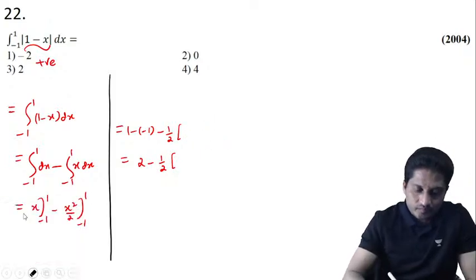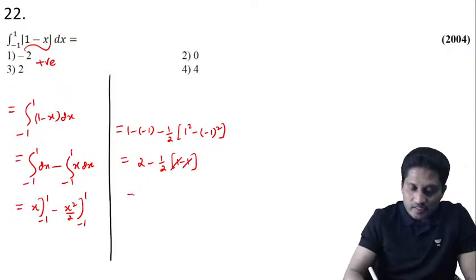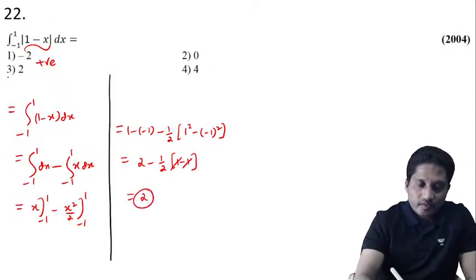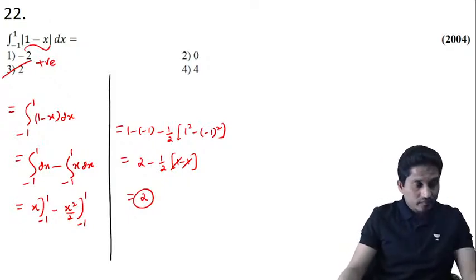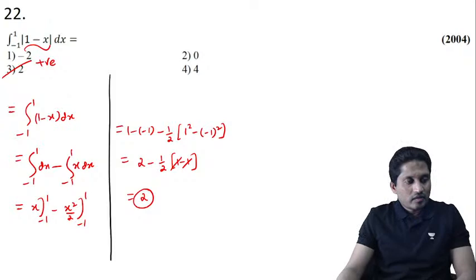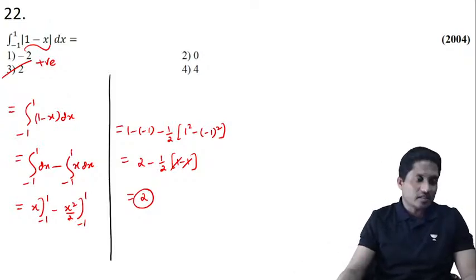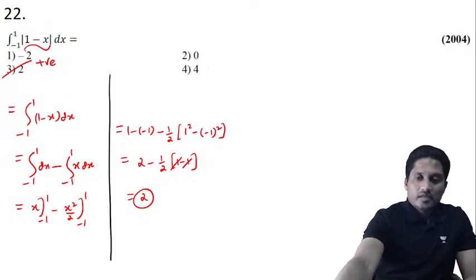and lower limit is minus 1 square. You get 2 minus half of 1 minus 1, which is 0. You get the answer as 2. Hope this is clear, guys. It's a direct question, just integrate. Alright, integrate, you get the answer as 2. Let's move to the next question.